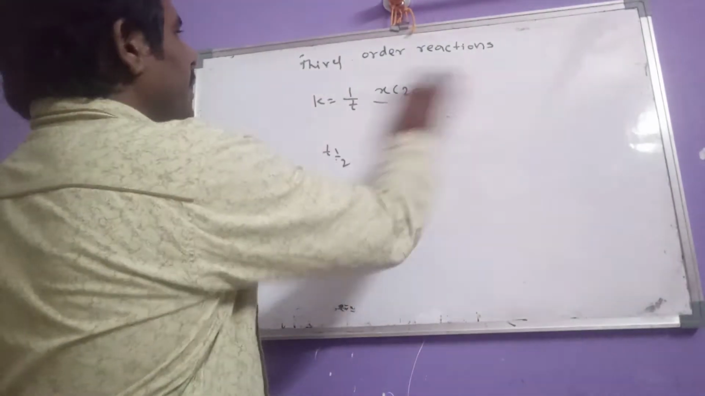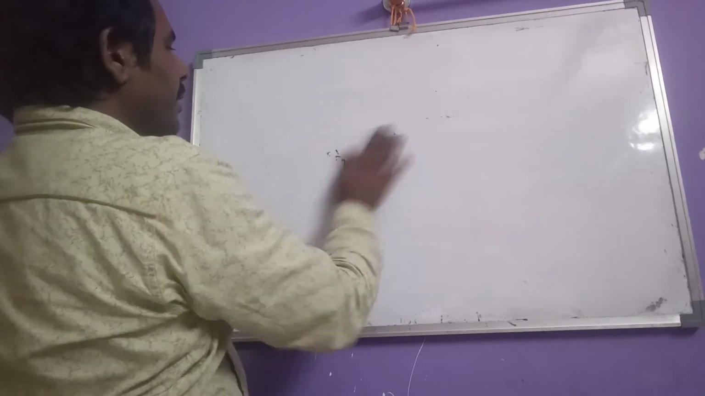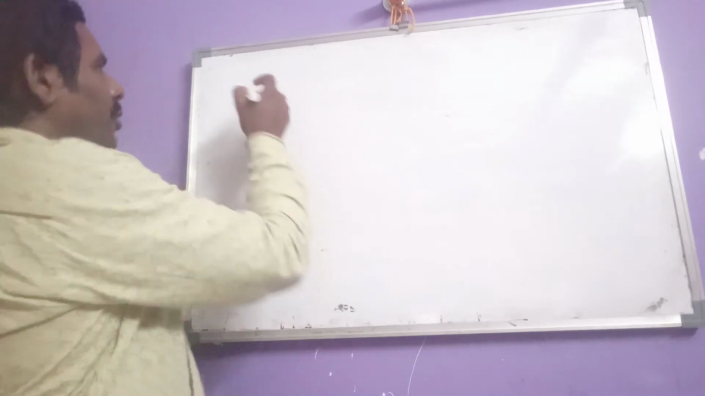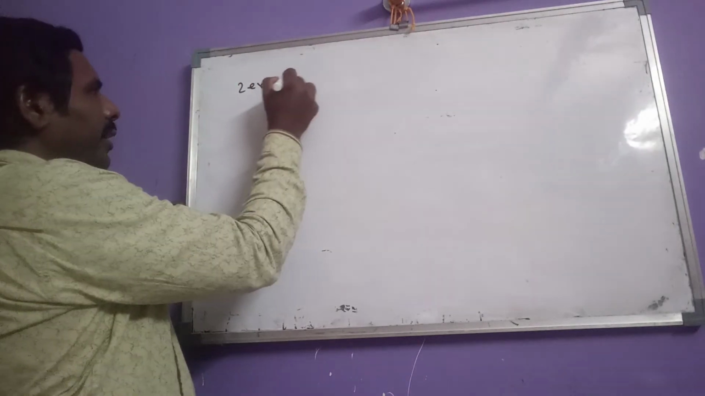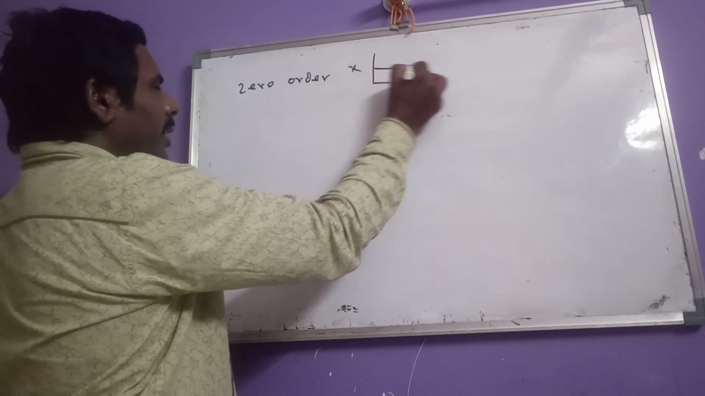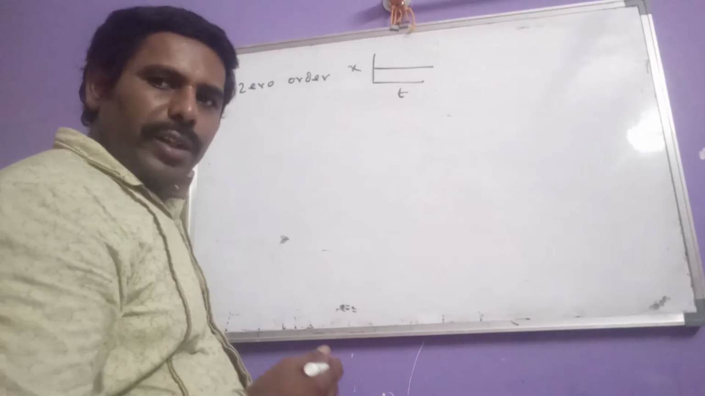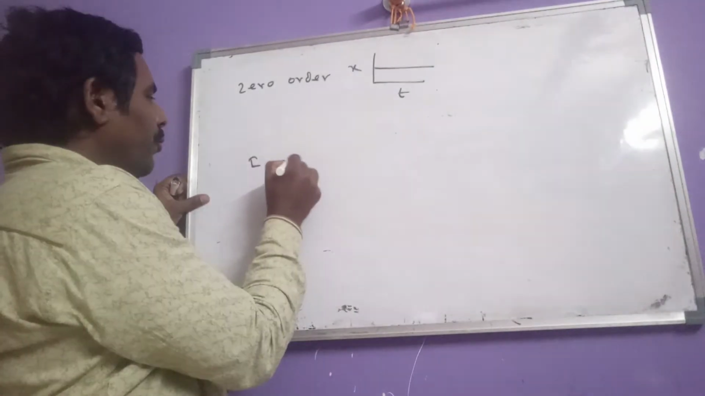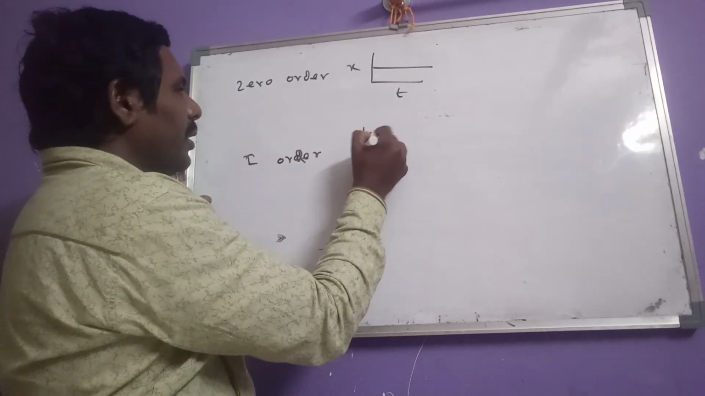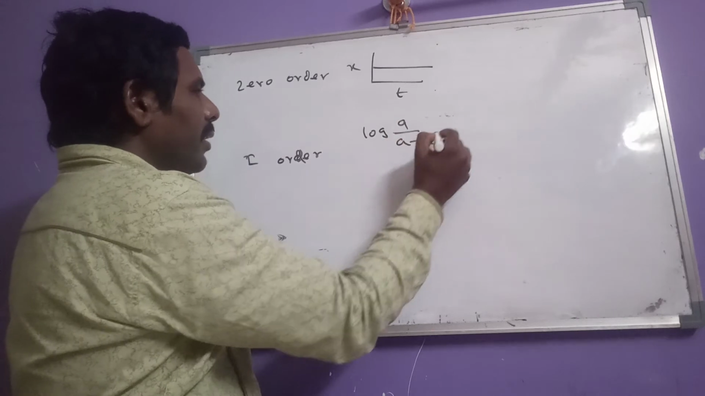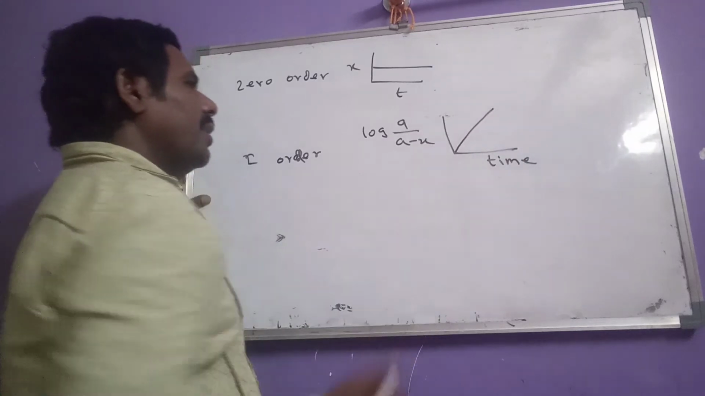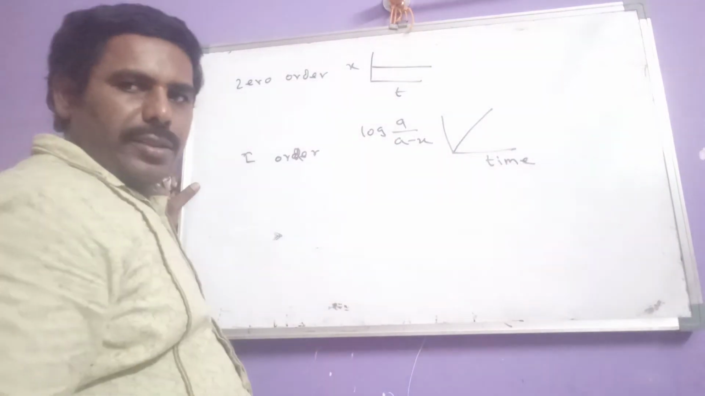Now after that we have to see the graphs related to first order, zero order, second order kinetics, etc. First, for zero order kinetics, x versus time: we get a straight line parallel to the time axis. And if you come to first order reactions, here we have to consider log a by a minus x versus time. Now we get a straight line with a positive slope.